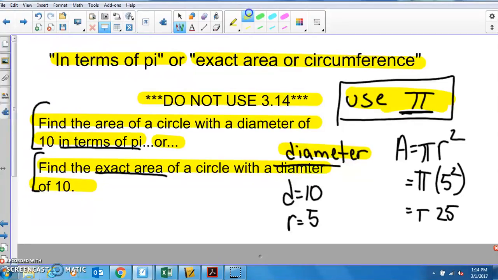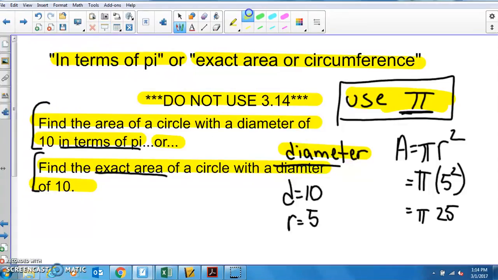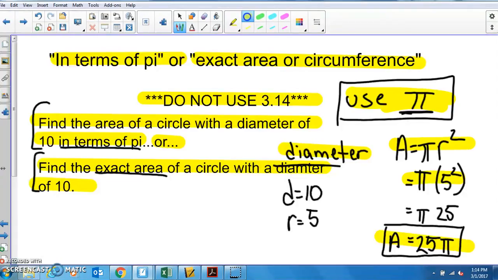And we're going to leave the pi symbol. And this is what makes it easy, because we do not have to multiply times 3.14. What we're going to do is just rewrite it so that the number comes first and put the pi symbol after it. So our answer, the area with a diameter of 10, would have an area of 25 pi. So our answer here is 25 pi. So that is how we would find something in terms of pi or exact area.